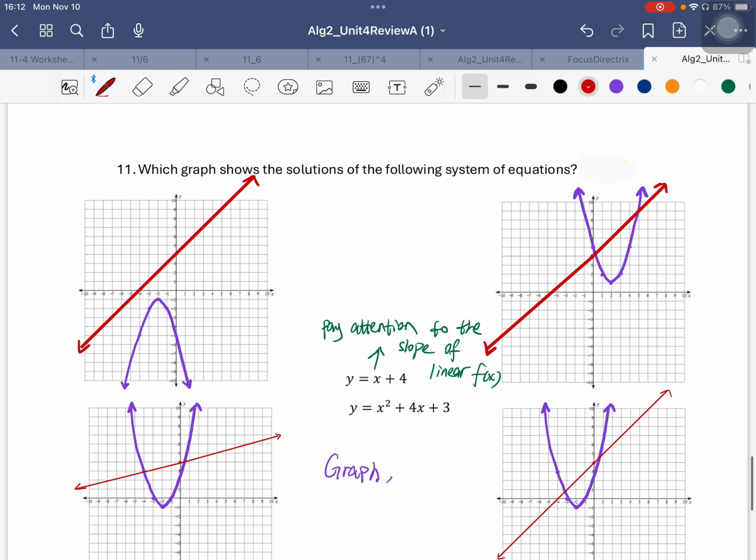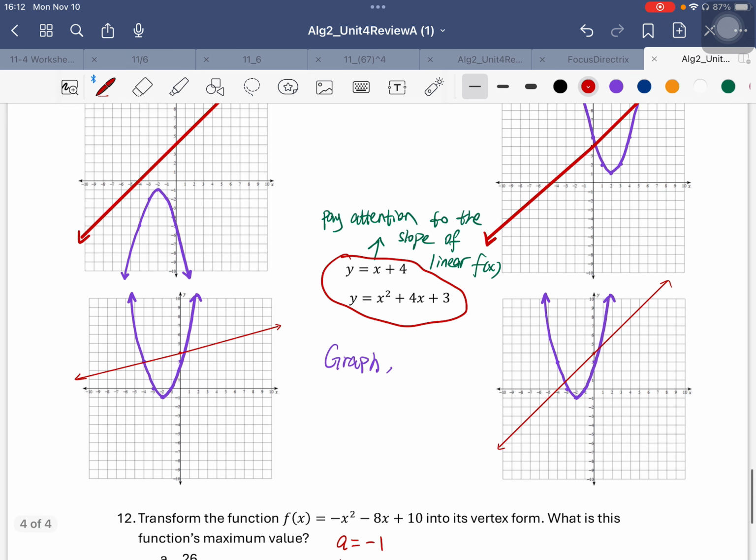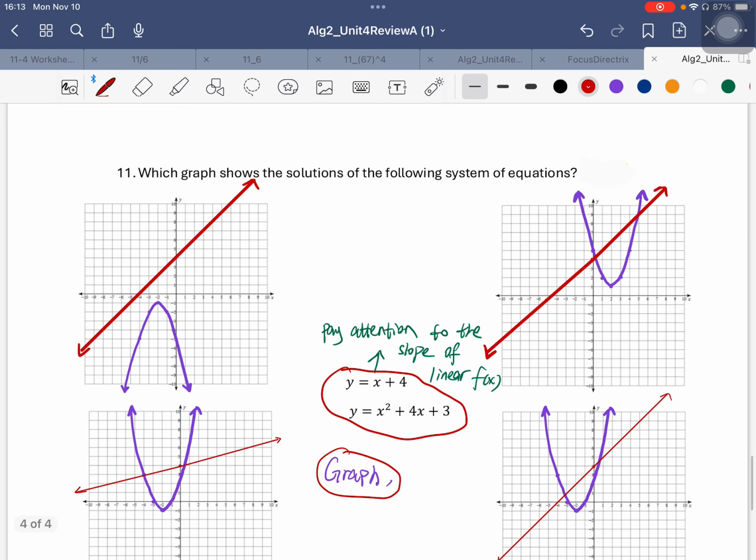Question 11. Which graph shows the solution of the following system of equations? So this is the system of equations we're looking at. Just type into the Desmos calculator or graph and it'll show you the correct one. If you want to do it by hand, here's how.